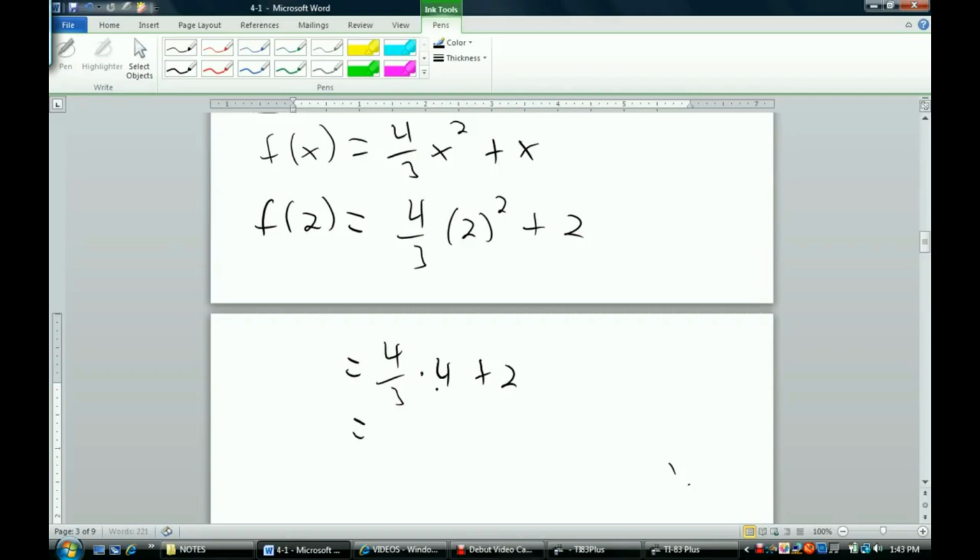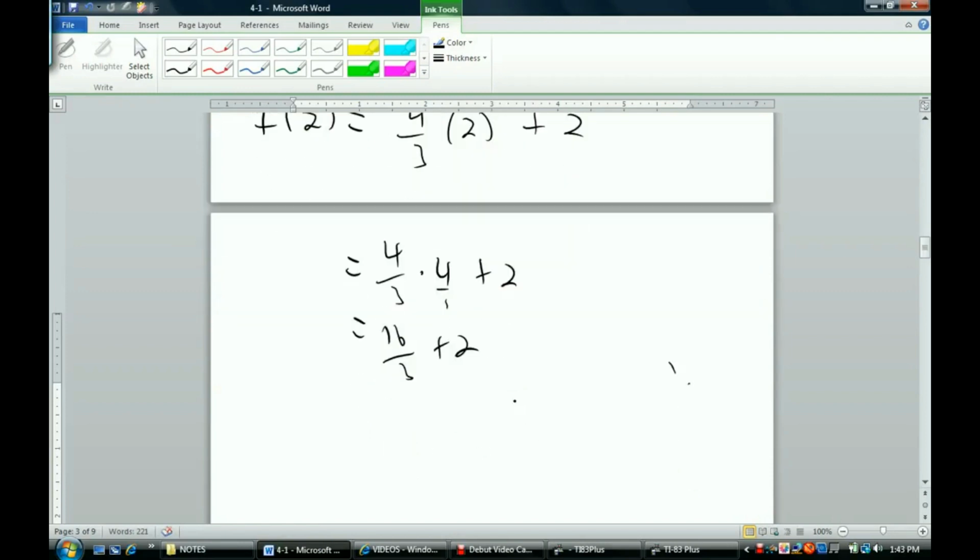And when you multiply fractions, you multiply straight across. So you get 16/3 plus 2. To add fractions, you need the LCD. So it's going to be 3. 3 and 1 both divide into 3. So 1 times that by 3, times that by 3. We get 16/3 plus 6/3. And the final answer is 22/3.